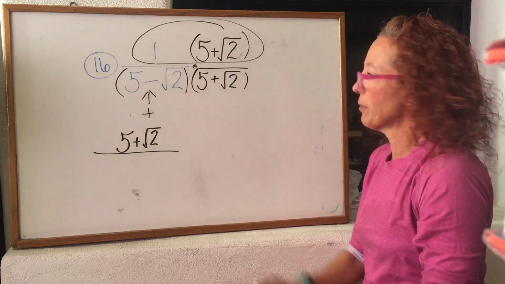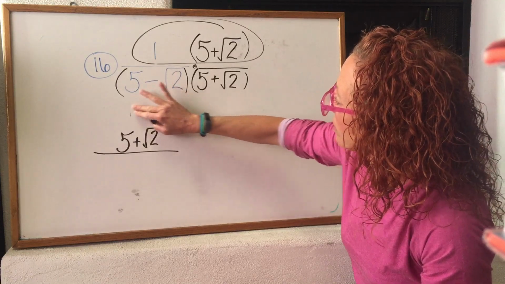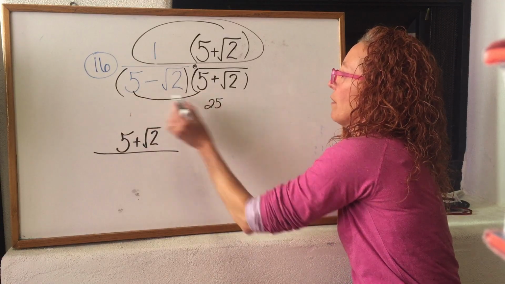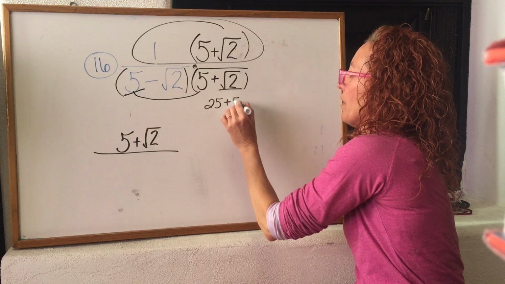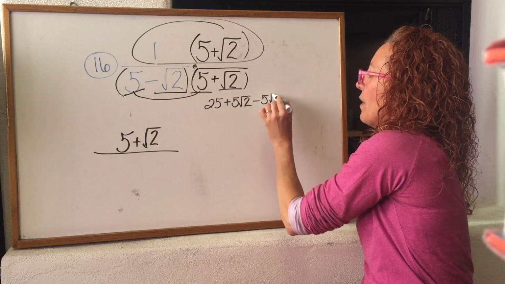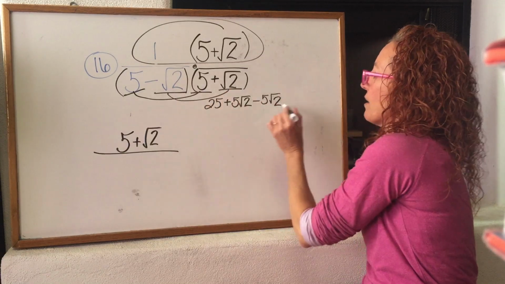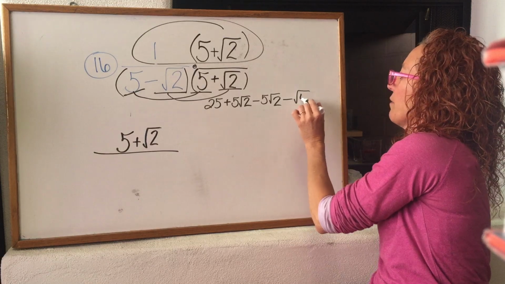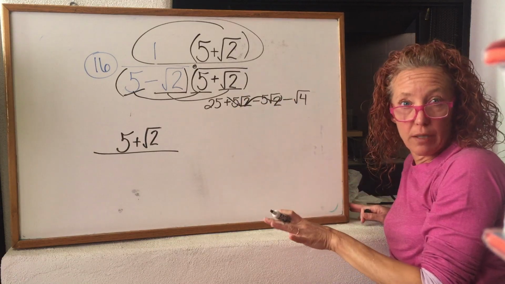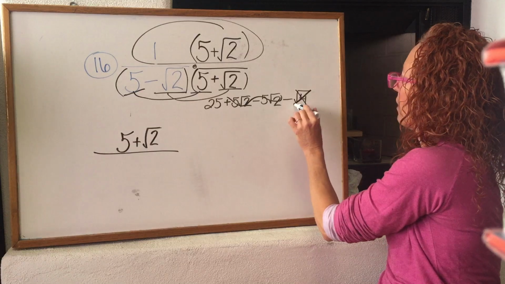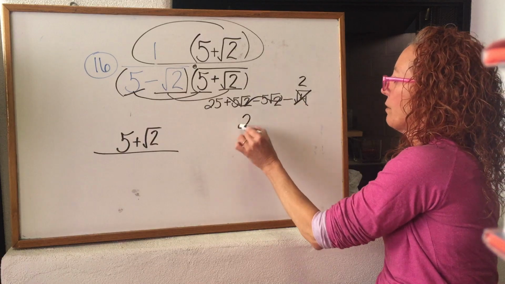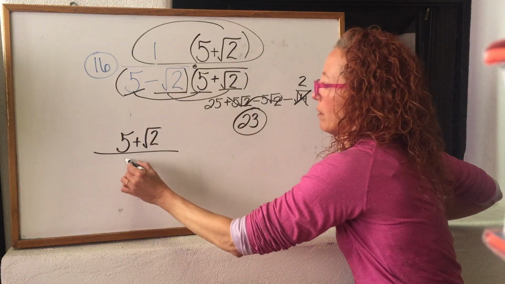The denominator we need to work out. Remember, there's no radicals in the denominator allowed. So let's FOIL it. 5 times 5 is 25. When I do the outside piece, plus 5 radical 2. When I do the inside piece, minus 5 radical 2. And when I do the last piece, I'm going to get a negative square root of 4. When it's a positive and a negative, those guys just cancel out. So the radicals are gone. That's the whole reason you do this method. The square root of 4 is 2. 25 minus 2 is 23.